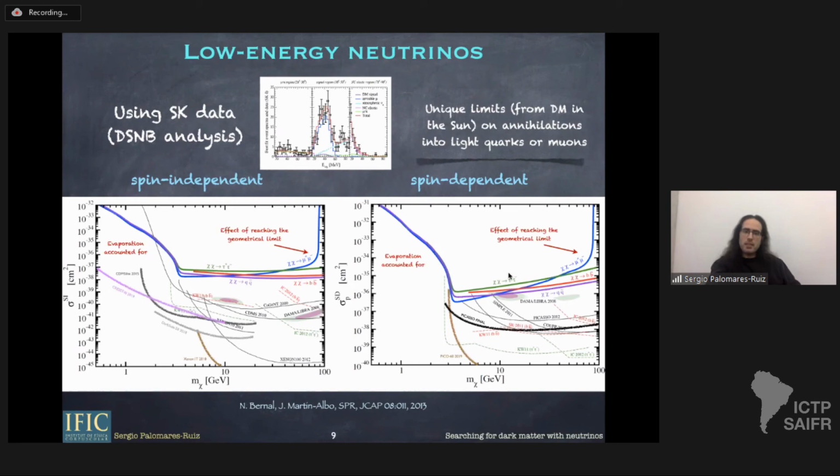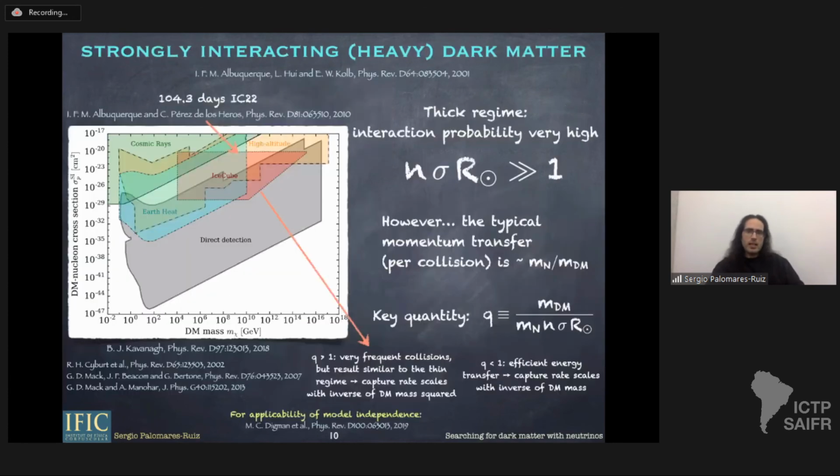But in the case of spin-dependent, they could be competitive bounds at the low masses, around a few GeV, coming from these neutrinos. And let me stress that these are unique limits in the case dark matter annihilates dominantly into light quarks or muons. There are no limits coming from high energy neutrinos as the ones I showed you in the previous slides. Okay, so let me move to higher energy, to higher masses.